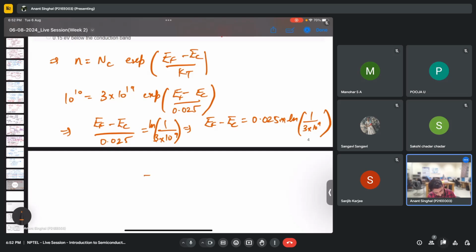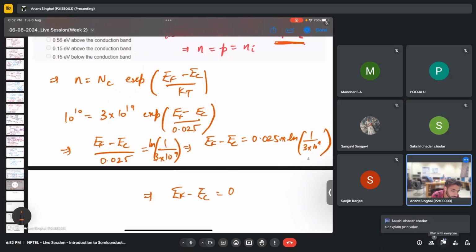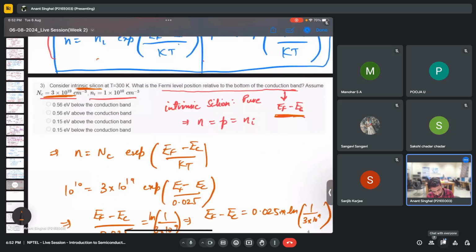Okay. So if you solve this using the calculator, you will get 0.025 times the n value. Okay, fine. So we have our intrinsic silicon. Intrinsic silicon means we don't have any doping. So for an intrinsic semiconductor, we have equal numbers of electrons and holes, and that is equal to the intrinsic concentration, which is given in the question as 10 raised to 10. So that is what I have written. I have written N as Ni.